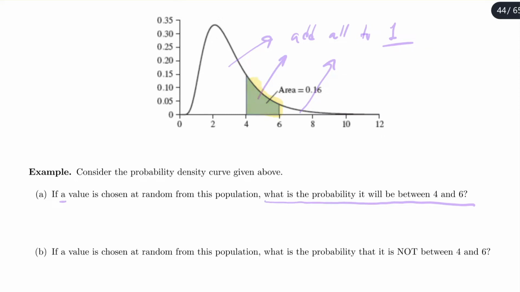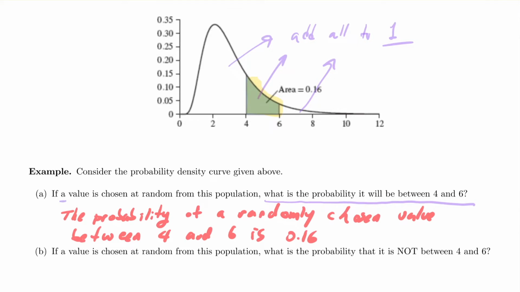That area between 4 and 6 is 0.16. That means the probability of a randomly chosen value between 4 and 6 is 0.16. So if I were to randomly select a value from this data, the probability of selecting a value between 4 and 6 is 0.16.